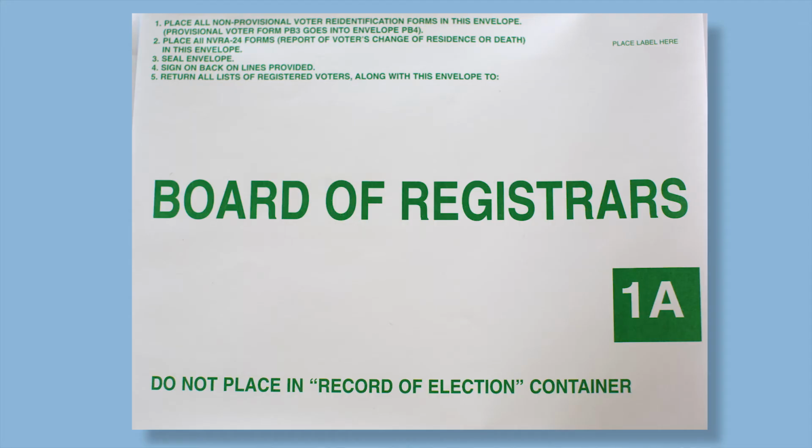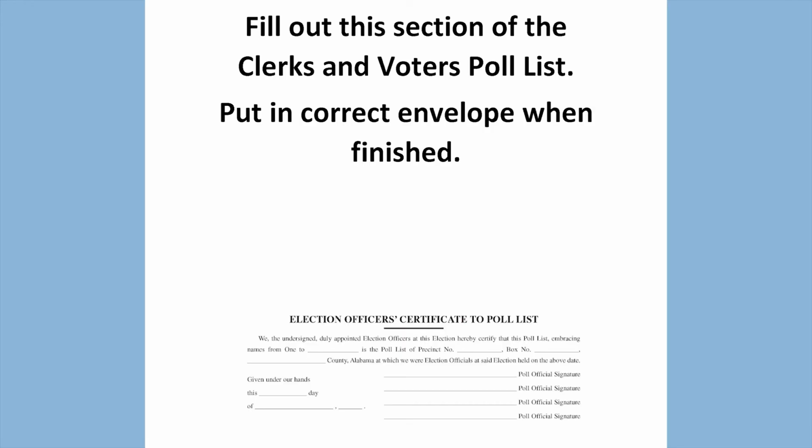The first envelope we're going to talk about is the Board of Registrars. If you use a paper roster, if it will fit in that envelope, please place it in there along with any update forms, verification forms, death, change of address forms. If it will not fit in that envelope, we provide a large rubber band, your notebook and or your list to the envelope to make sure it is returned to the registrars for proper voter credit.